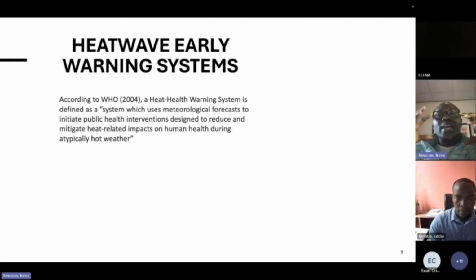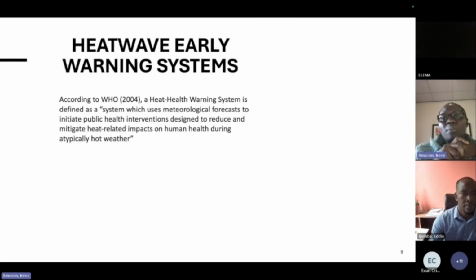When we zoom into the health early warning system, it's a similar definition, but this time we are zooming into the use of the meteorological forecast to initiate public health actions that are designed to reduce or mitigate the heat-related impacts on human health.